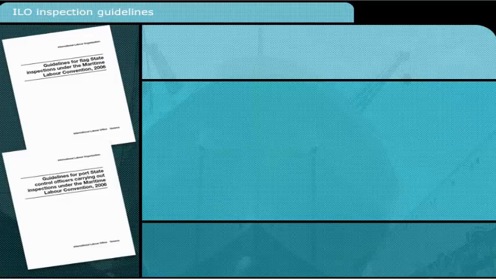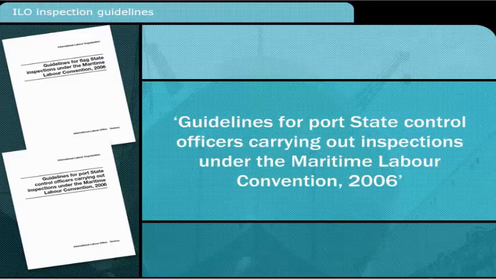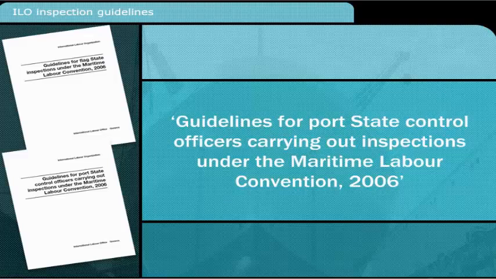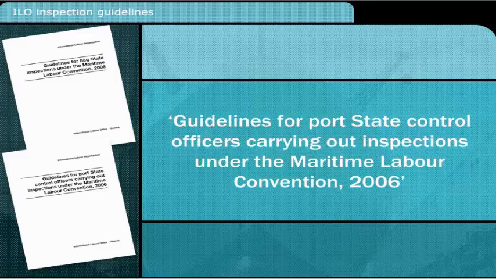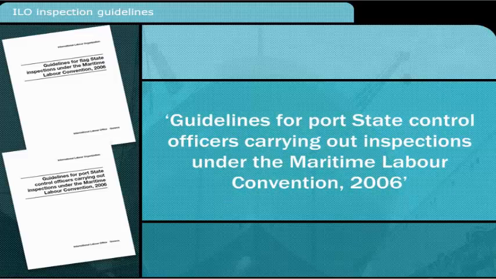It is therefore essential that masters and senior officers are familiar with the ILO publication, Guidelines for Port State Control Officers Carrying Out Inspections under the Maritime Labour Convention 2006, in order to satisfy the requirements of port state control officers during inspections. In the rest of this lesson, we will consider the 14 areas that are identified in the Convention for inspection by port state control authorities.